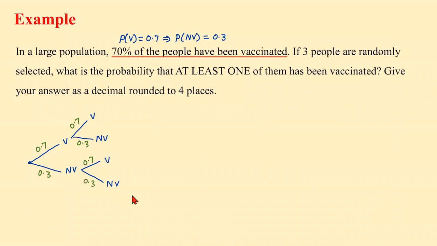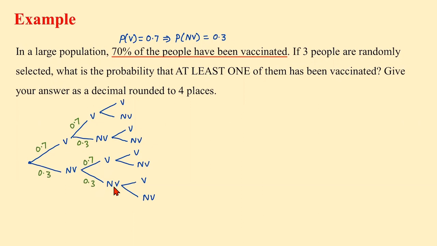So we are looking for the selection of 3 different people. The first one is vaccinated. Second one is vaccinated. The third one may be vaccinated or not vaccinated. Similarly, if the first person is vaccinated and the second is not vaccinated, the third one may be vaccinated or not vaccinated. If the first person selected is not vaccinated and the second is vaccinated, the third may be vaccinated or not vaccinated. And here, the first one is not vaccinated, the second is not vaccinated, then the third may be vaccinated or not vaccinated.